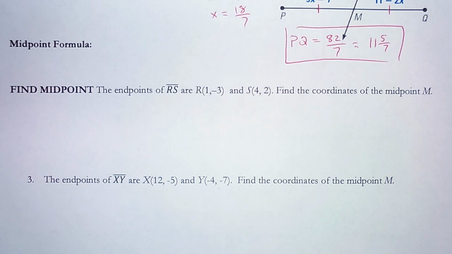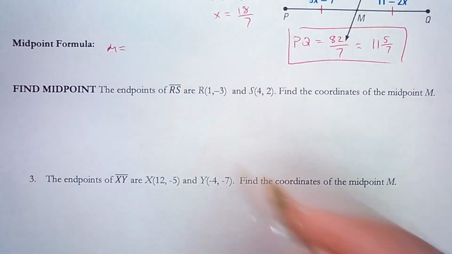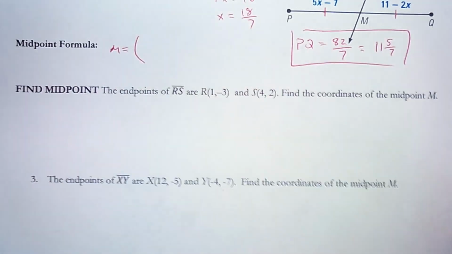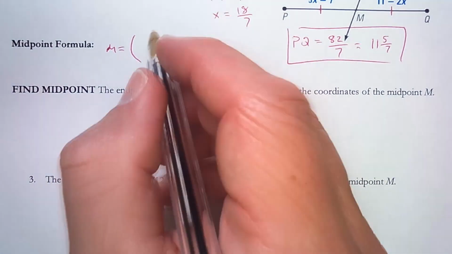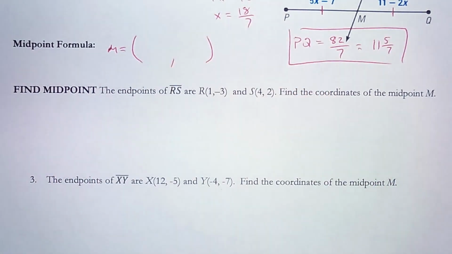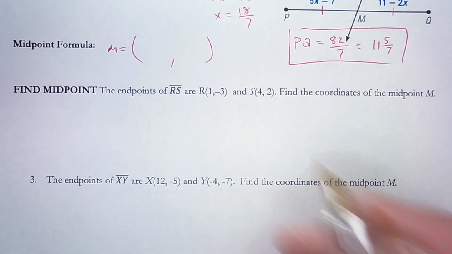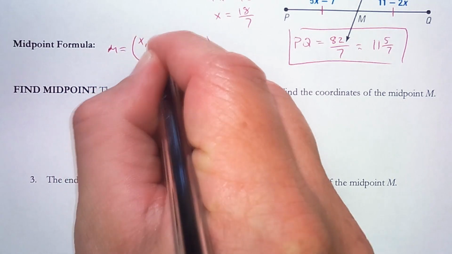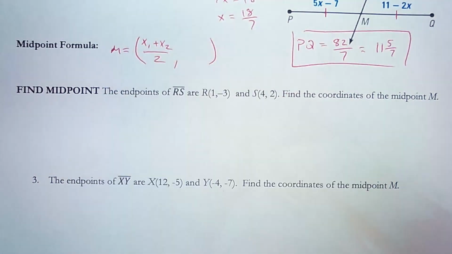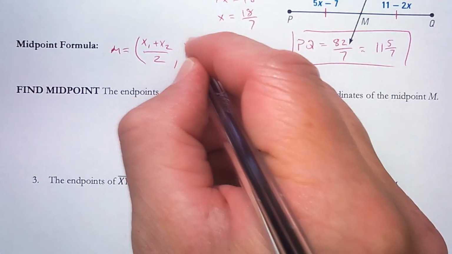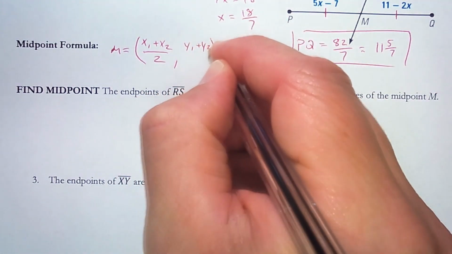We'll continue this lesson now with the midpoint formula. So the midpoint formula is this. M equals, and it's a point, so we're going to put it in parentheses with a comma in the middle. A midpoint between 2 points is the average of the x values, so x1 plus x2 divided by 2. And then it's the average of the y values, y1 plus y2 divided by 2.